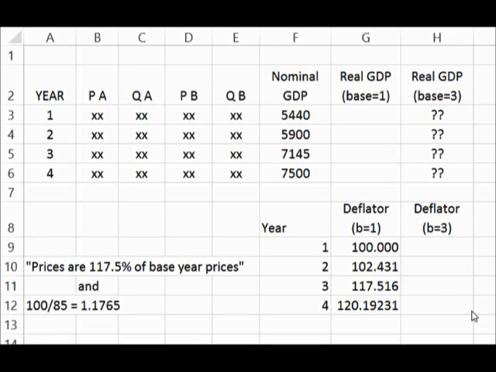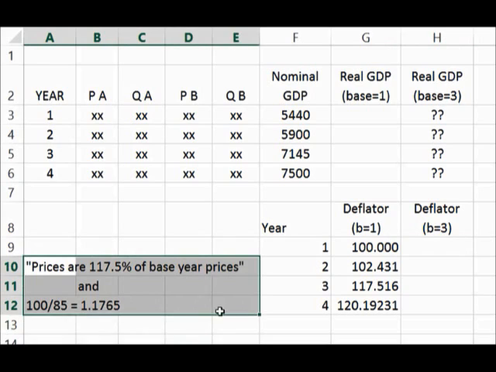The trick to recalculating the deflator using a different base year is to recognize this observation that we made earlier, that it doesn't matter what the base year is, the value of inflation that we're capturing should be the same. So before, when we used the first year as the base year, we found that between years 1 and 3 there was 17.5% inflation, and we found almost exactly the same amount of inflation when we used year 3 as the base year. Now, it won't be exact, so it will be an estimate, but it will be very, very close.